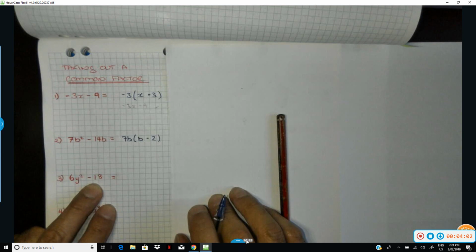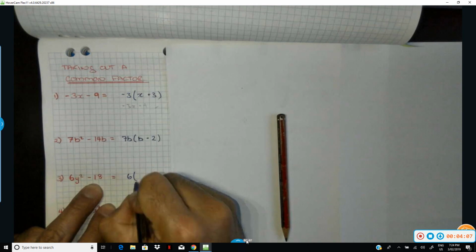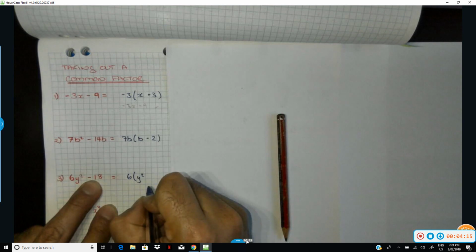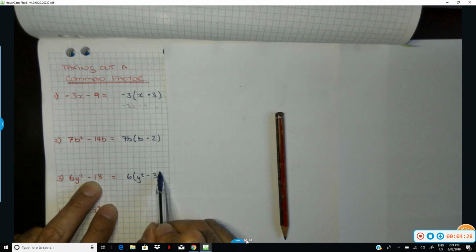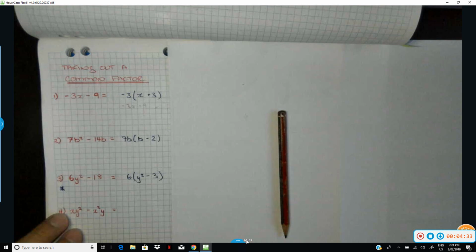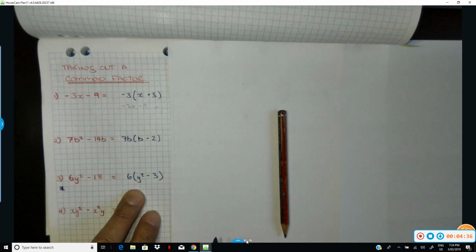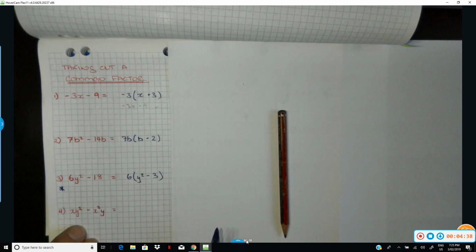Okay, 6y squared minus 18. The common factor here is going to be 6. Then I've got y squared, and 6 times -3 will give me -18. This is an interesting one because I'll highlight it and I'll come back to it when we talk about some special binomials. So I like that.